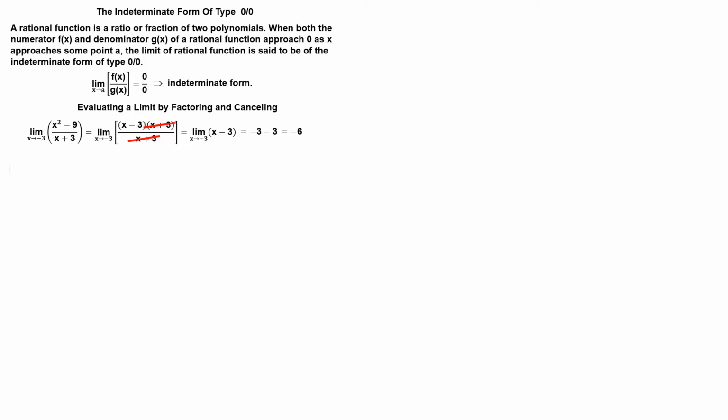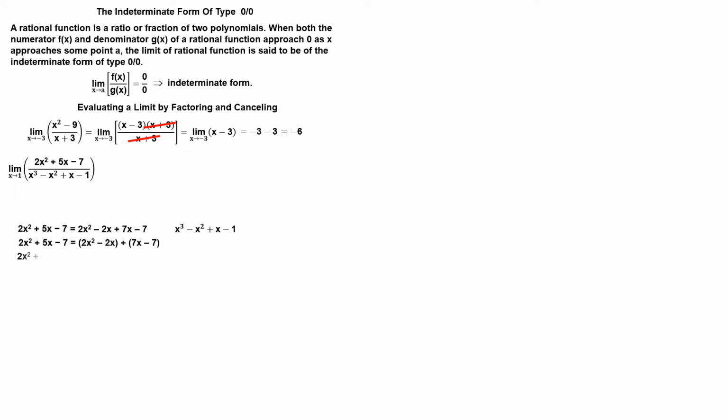Let's see another example. You should always try direct substitution first. Begin by substituting 1 for x into the function. Because both the numerator and denominator are 0, the direct substitution yields an indeterminate form 0 over 0. So begin by factoring the numerator and denominator. The numerator is a quadratic form, and we can factor the denominator by grouping.